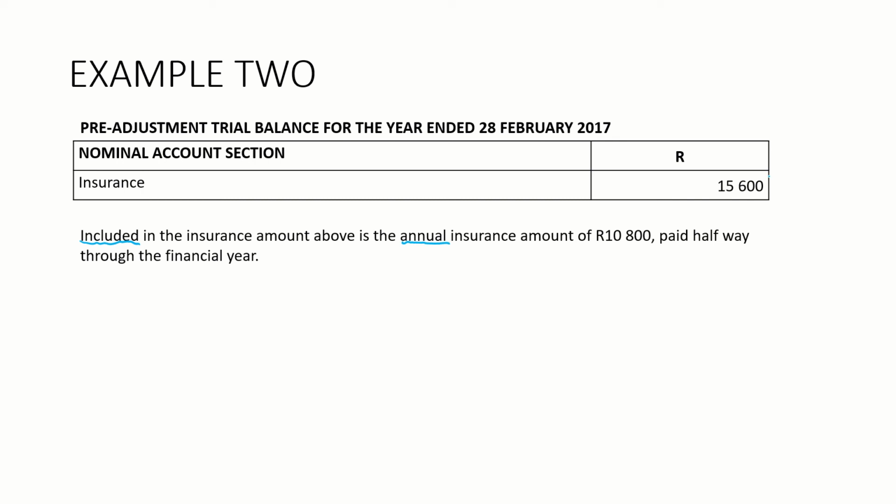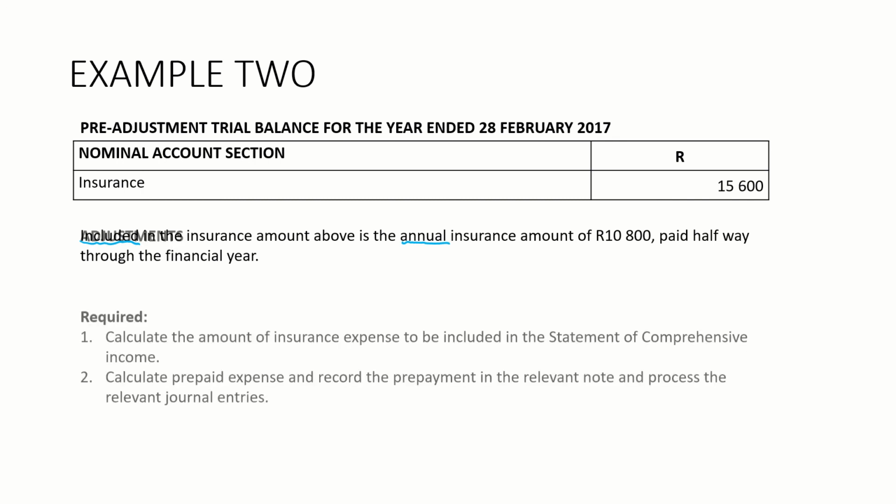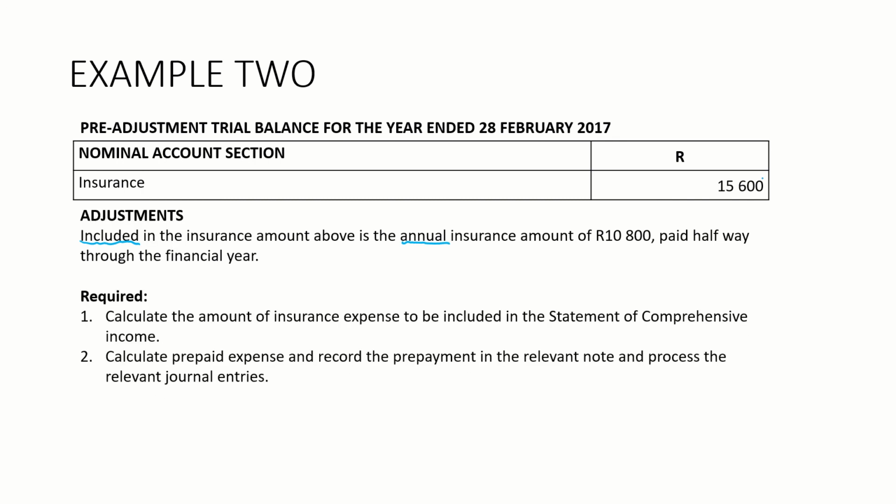Now, the 15,600 is the insurance amount we have paid. Included in that amount is 10,800, which was paid halfway through the financial year. Our financial year will start on the 1st of March 2016. It will end on the 28th of Feb 2017.